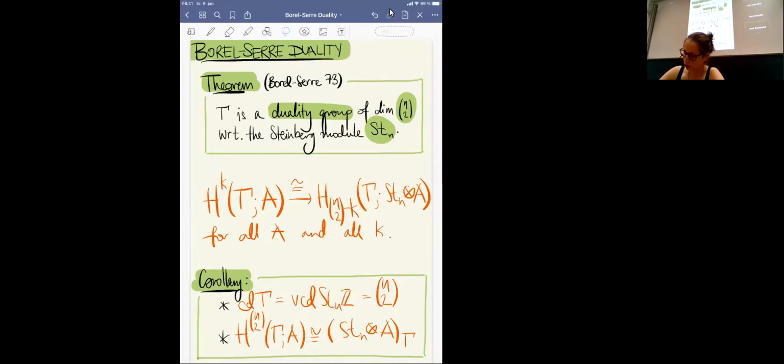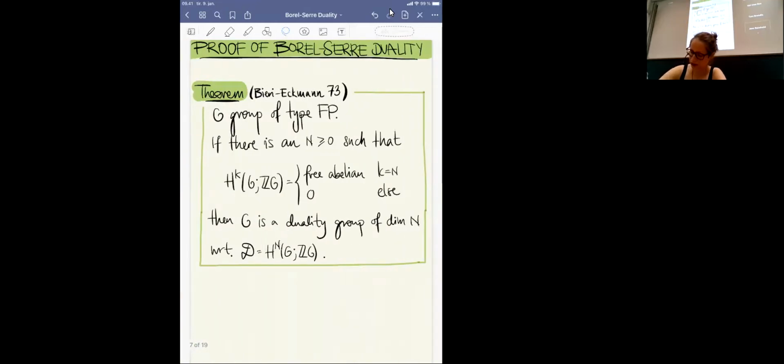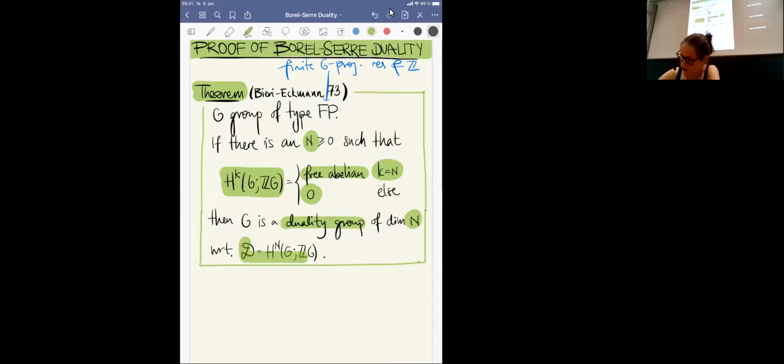Okay, so to prove this, we're going to use the following theorem. This perhaps also answers Natalie's question from the previous talk about identifying the dualizing module. If we have a group G of type FP, so recall that this means we have a finite projective resolution of the trivial module, and we have some integer n such that the cohomology of G with coefficients in the group ring is free abelian in exactly this degree and trivial otherwise, then G is a duality group of dimension n with respect to this non-trivial cohomology group.